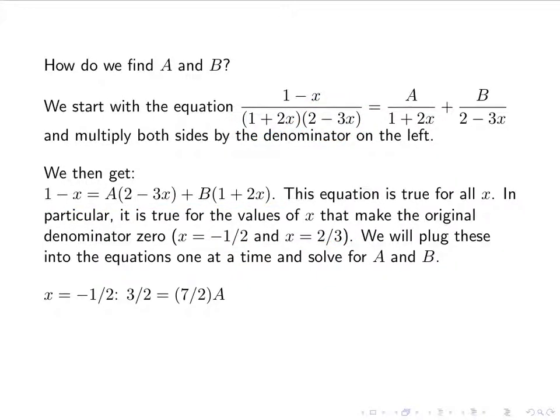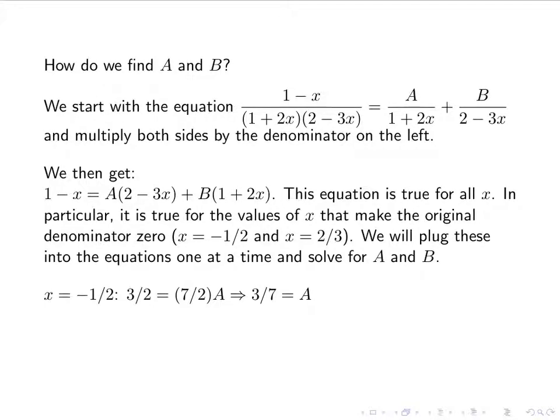So if I plug in x is negative 1/2, then on the left-hand side, I have 1 minus 1/2, which is 3/2. And then plugging in negative 1/2 into my right-hand side, this guy is 0. That's how I got negative 1/2. So I only have this term left. And when I plug in x is negative 1/2, I get 7/2 a. So my new equation is 3 over 2 equals 7 over 2 a, which tells me that a is 3/7.